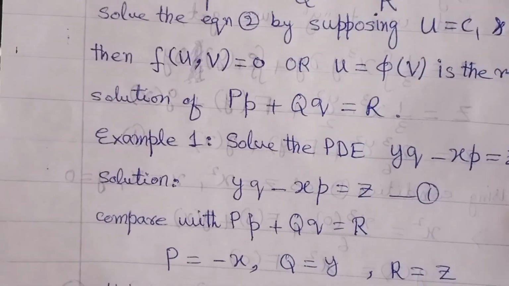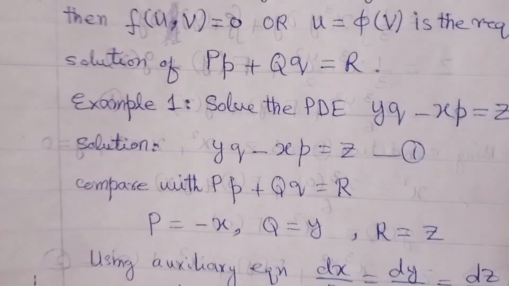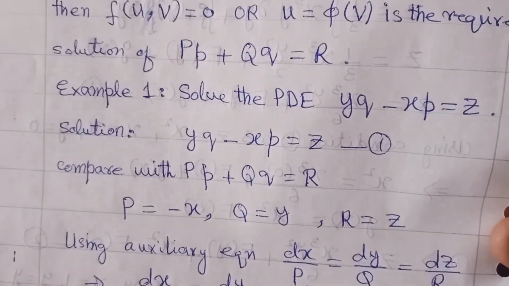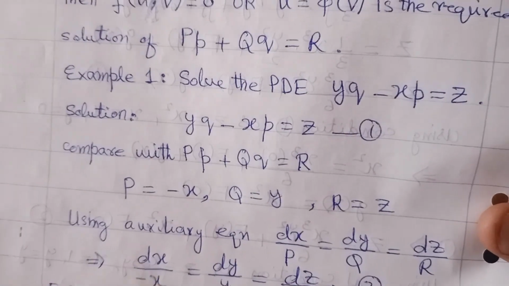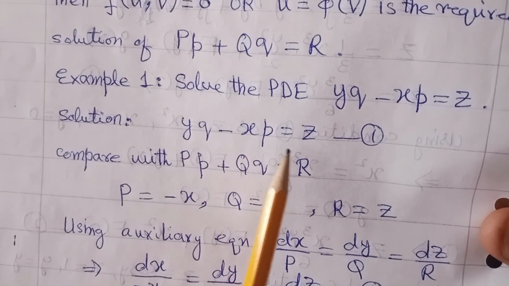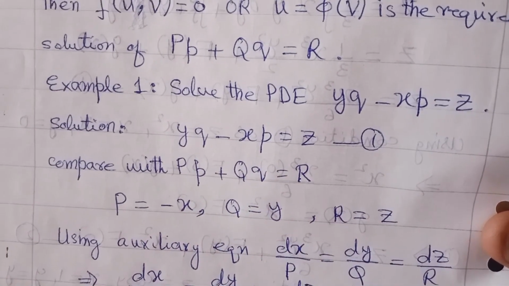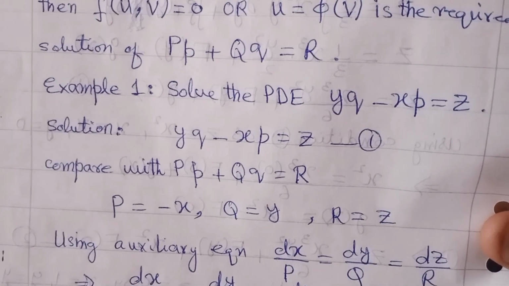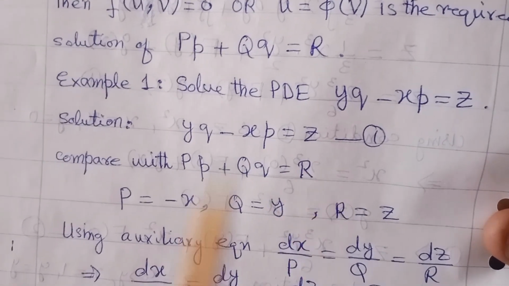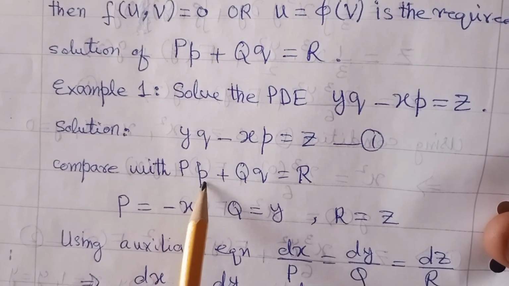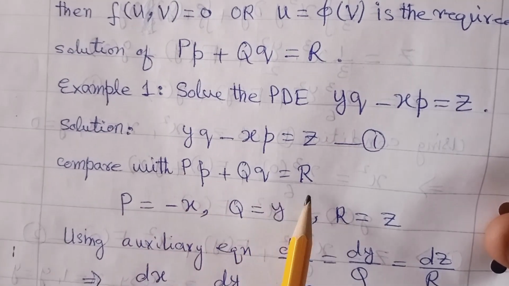Look at example number 1, to find the solution of a differential equation by using Lagrange's method. According to Lagrange's method, here we have yq - xp = z. We call it equation number 1. We are going to solve this equation, that is, find the solution of this equation. It can be written in the general form. What is the general form? Capital P into p plus capital Q into q is equal to R.